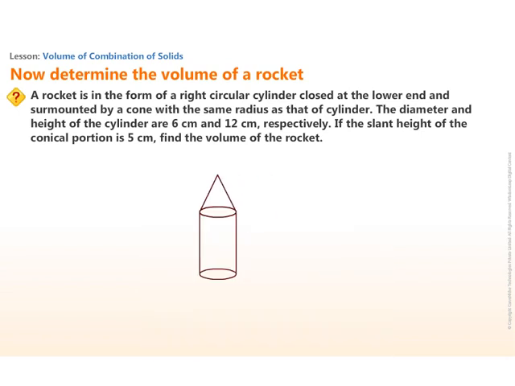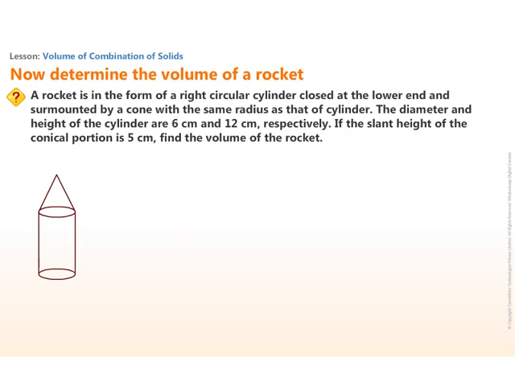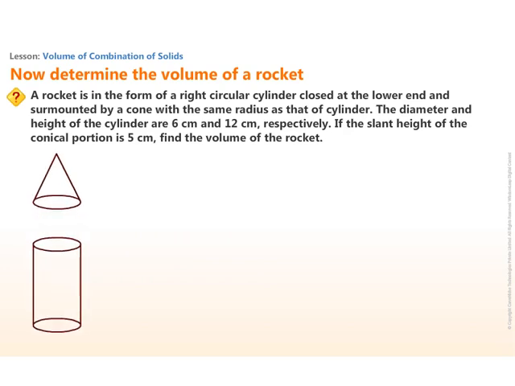A rocket is in the form of a right circular cylinder closed at the lower end and surmounted by a cone with the same radius as that of cylinder. The diameter and height of the cylinder are 6 cm and 12 cm respectively. If the slant height of the conical portion is 5 cm, find the volume of the rocket.